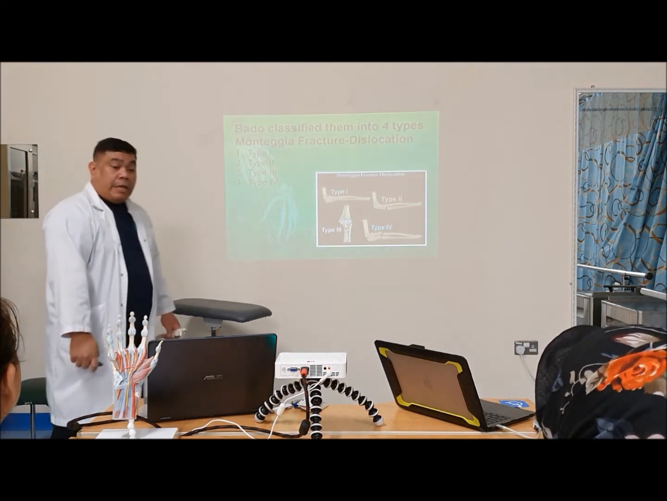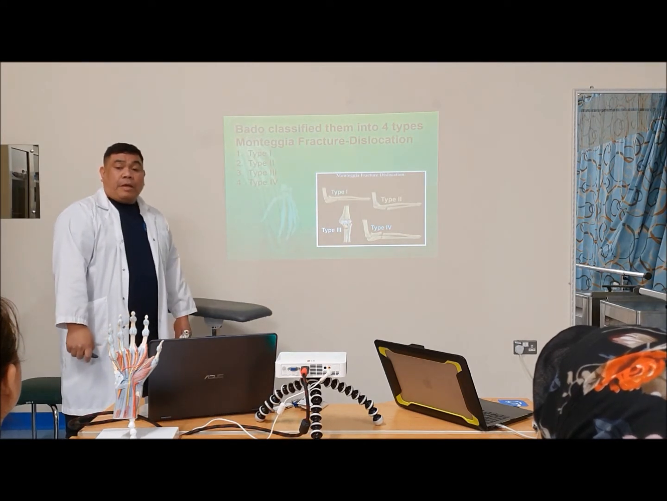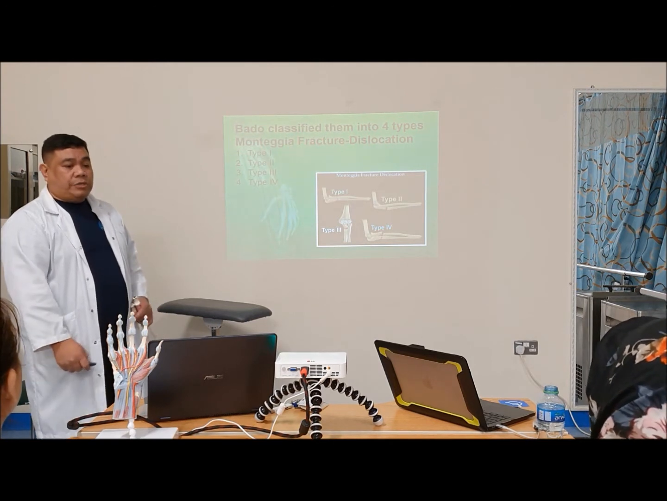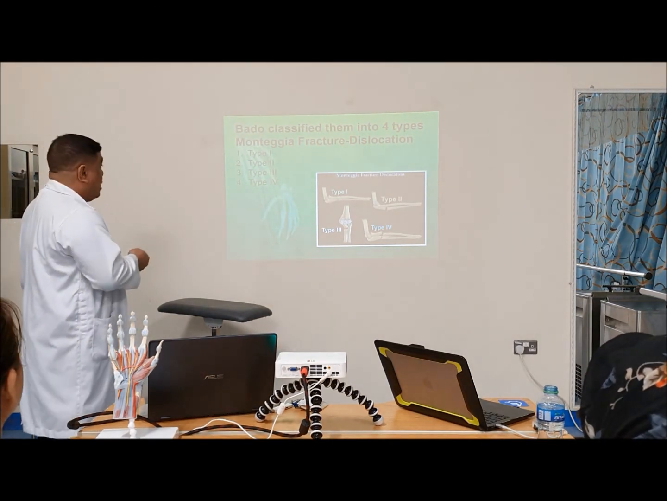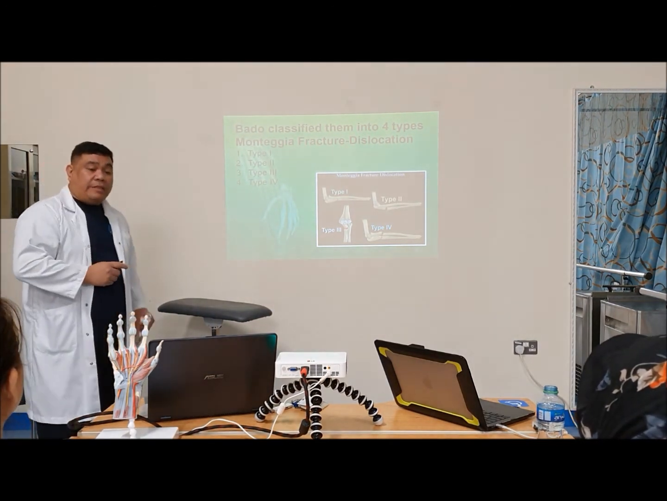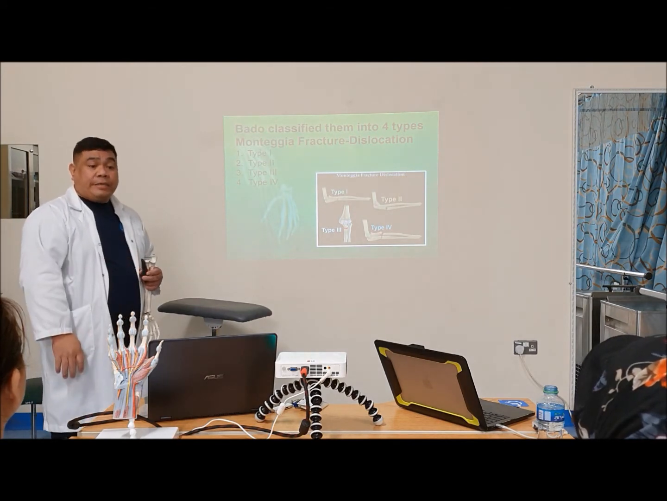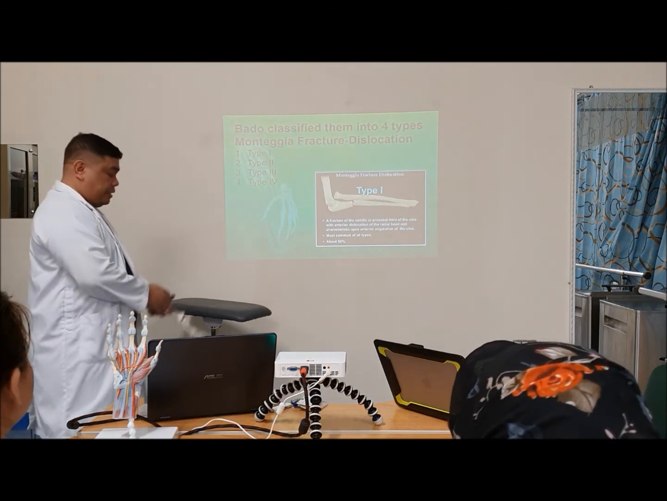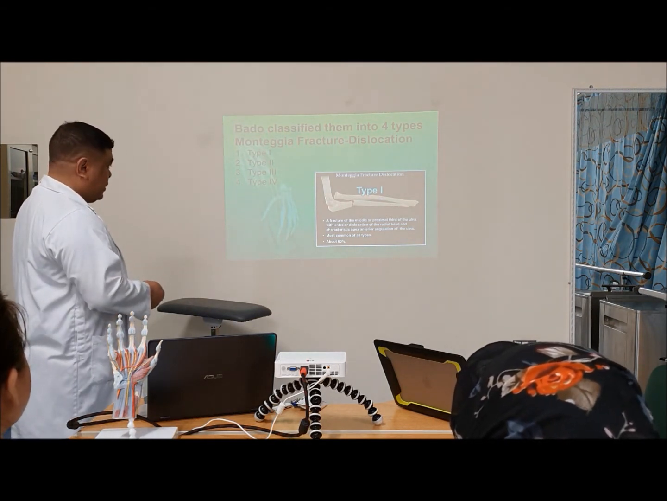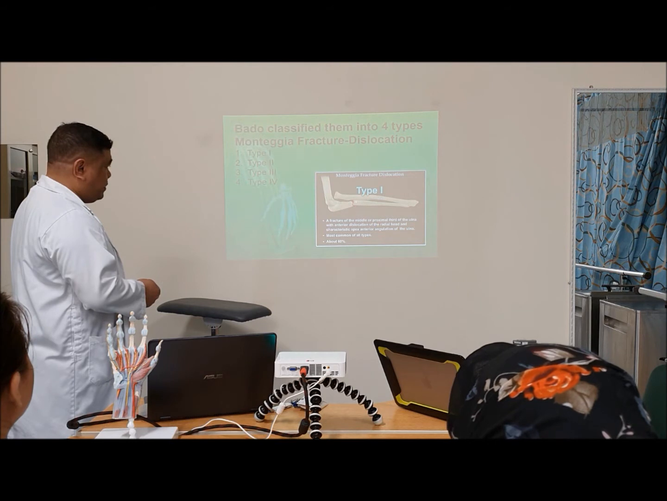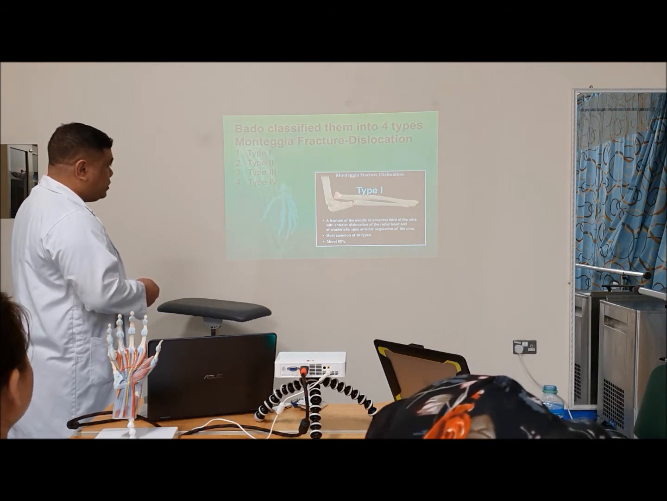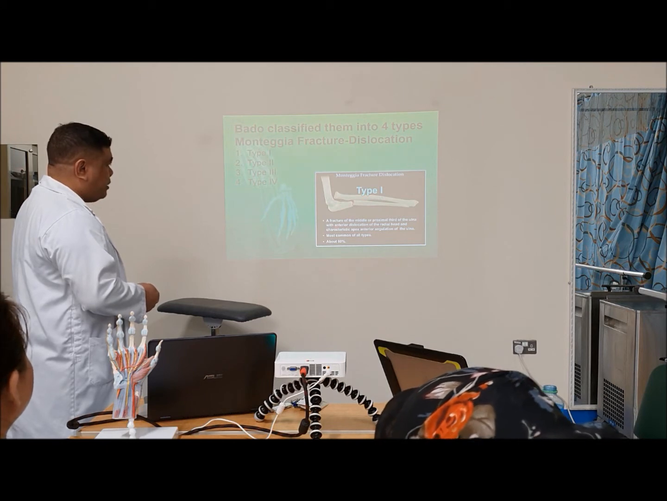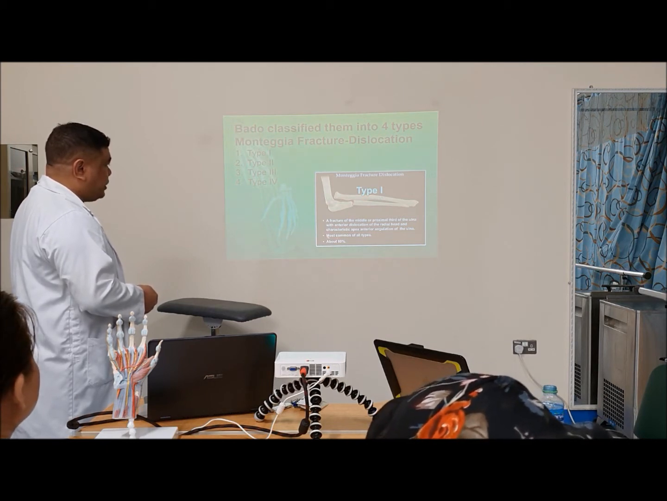It has 4 types. The Monteggia fracture dislocation is classified into 4 types: type 1, type 2, type 3, and type 4. As you can see in the video, Monteggia fracture dislocation here is type 1. It has a fracture of the ulna plus dislocation of the radial head, and this is the most common type, about 60%.